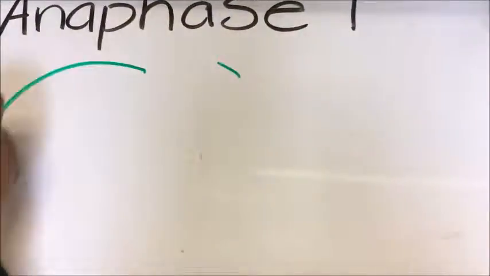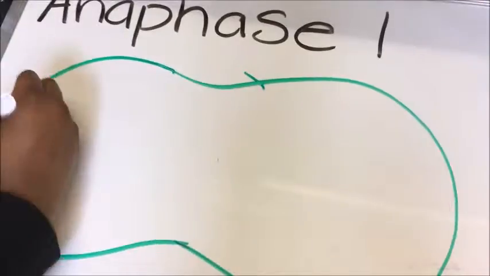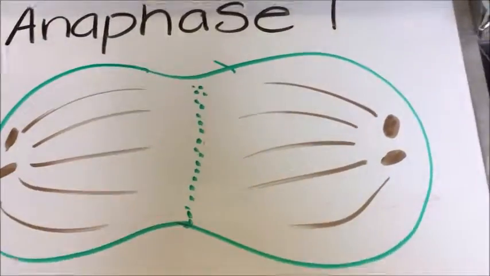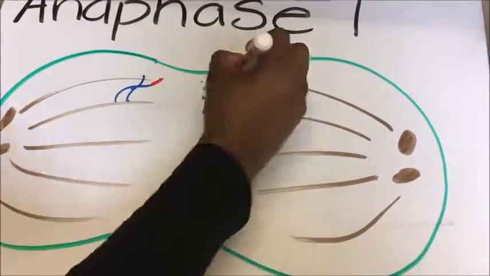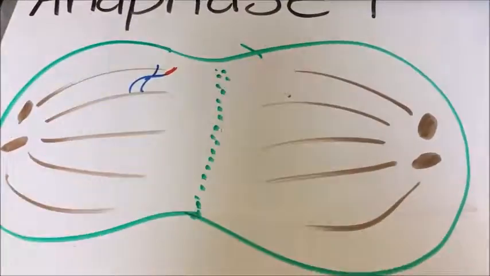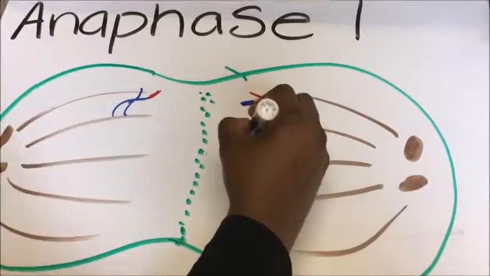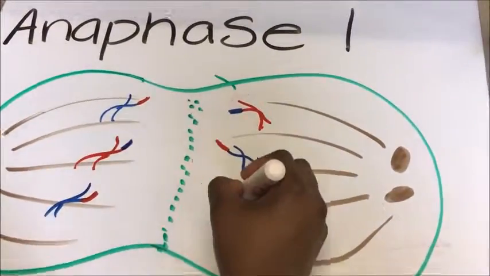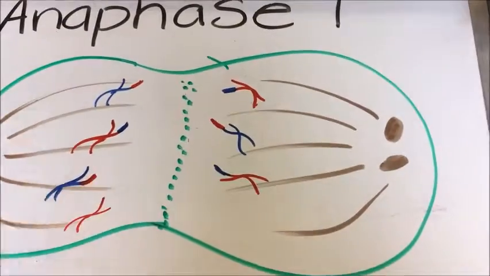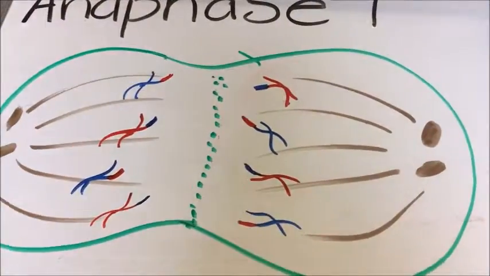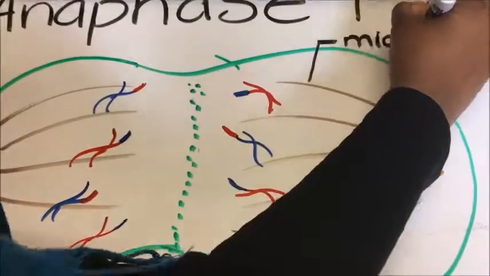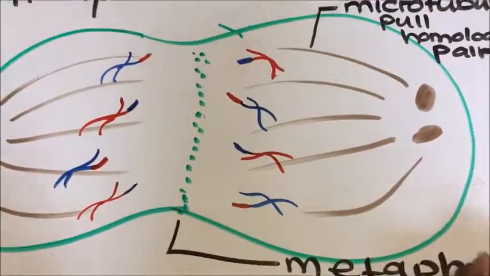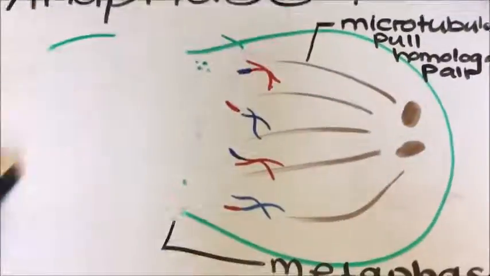Now that the homologous pairs are lined up on either side of the metaphase plate, it is time to begin anaphase 1. During this stage, the recombined homologous chromosomes have genes from both mom and dad, or maternal and paternal genes. The microtubules, as illustrated here, will pull the chromosomes to opposite sides of the pole, so they are both moving closer to the centrosomes. So again, here we can see the microtubules that are pulling the homologous pairs back towards the centrosomes.